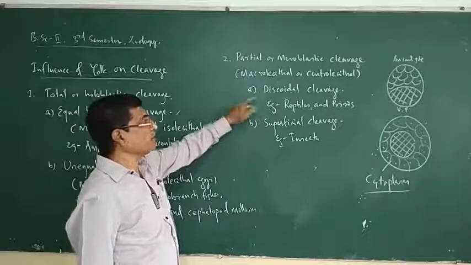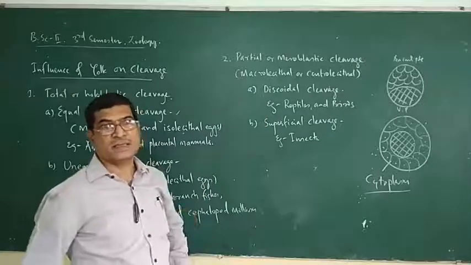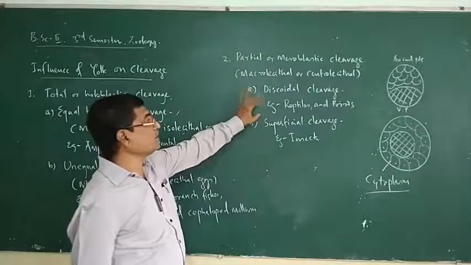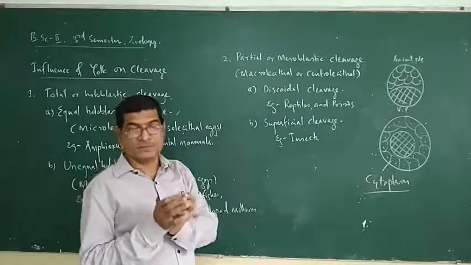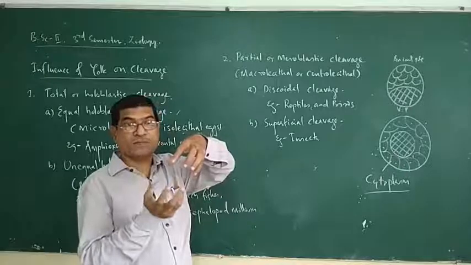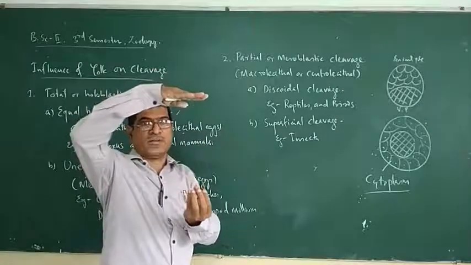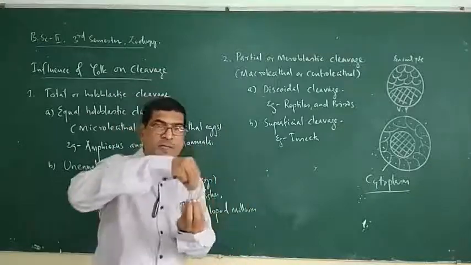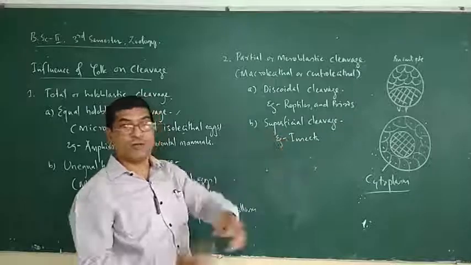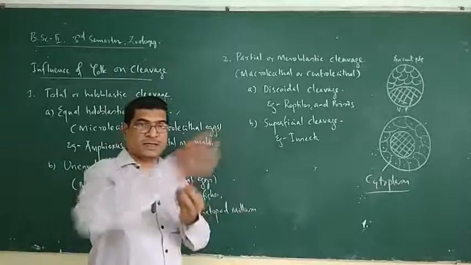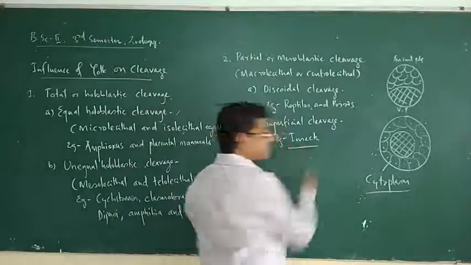Again, there are two types: discoid cleavage. The cleaved part of the egg resembles a disc-like structure, therefore such cleavage is known as discoid cleavage. It occurs in reptiles and birds. If you cut open a hen's egg, a very large amount of yolk is present, the yellow part. At one end only, at the upper end of the egg, at the animal pole region, a very small part of the cytoplasm undergoes cleavage. Then superficial cleavage: yolk is present at the center, not at one end, and the surrounding cytoplasm undergoes cleavage. That is known as superficial cleavage. This is usually seen in insect eggs.